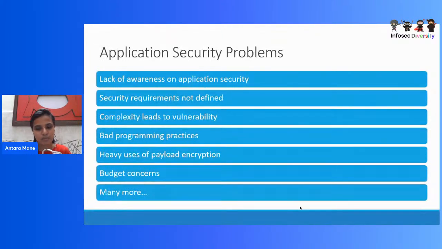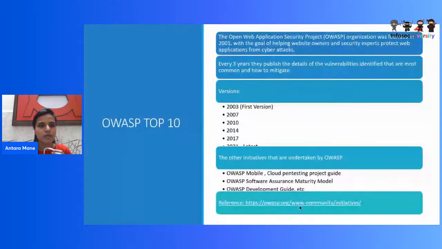So first, there are many organizations which lack awareness of what application security is, and the security controls and mechanisms that need to be in place. The processes are not being defined appropriately, and a complex architectural nature leads to several other vulnerabilities. Bad programming practices could also lead to severe vulnerabilities. Using heavy payload encryption deployed on the client side could lead to cryptographic flaws, some budget concerns, and many more. So let's move on to the OWASP top 10.